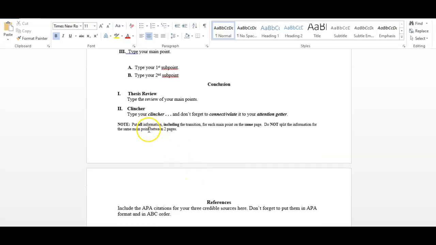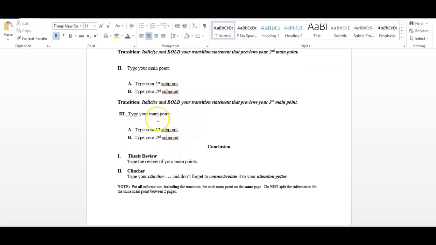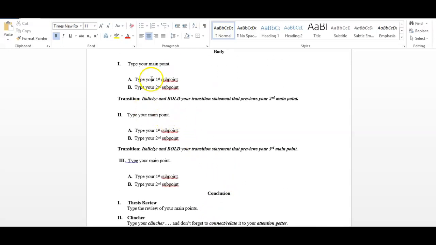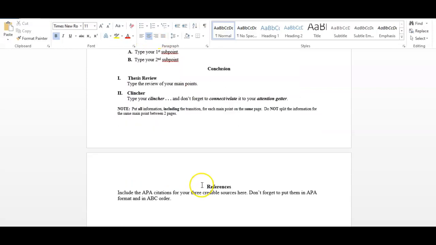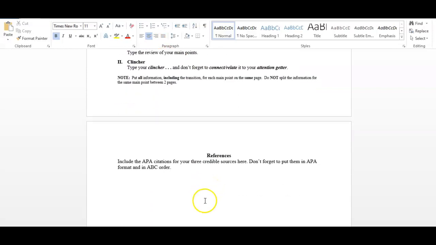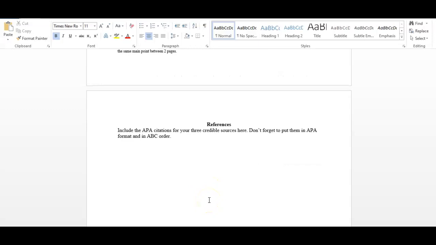It just gives some little formatting details here that you make sure that you keep all the information for one point on the same page. Don't split information for the same point between 2 pages. So when we talk about points, we're talking about 1, 2, and 3. And then the final page is your references. The same references you're turning in by Wednesday, you're going to turn them in on Saturday.